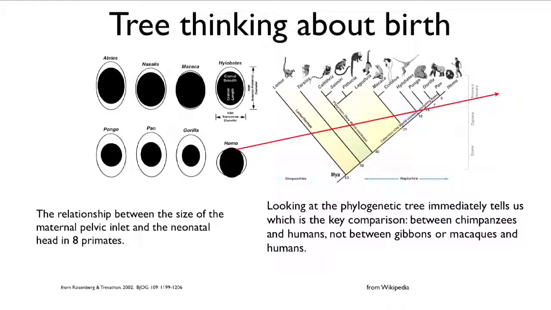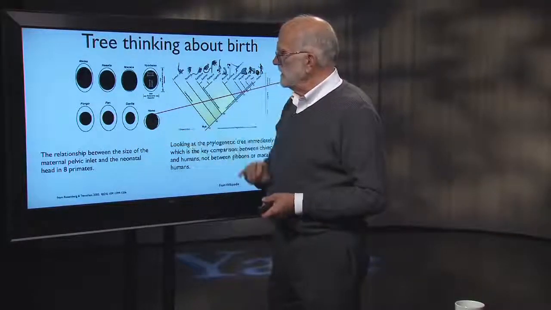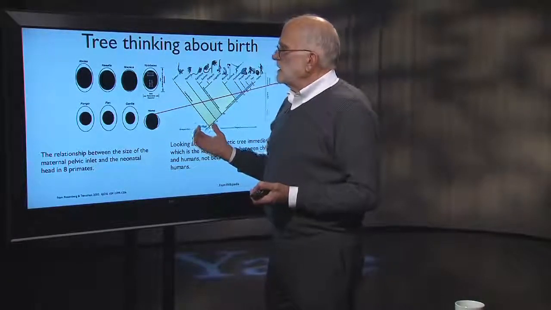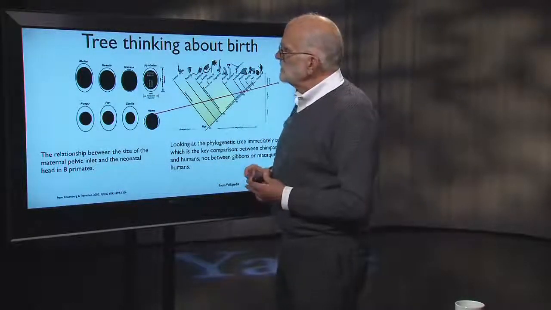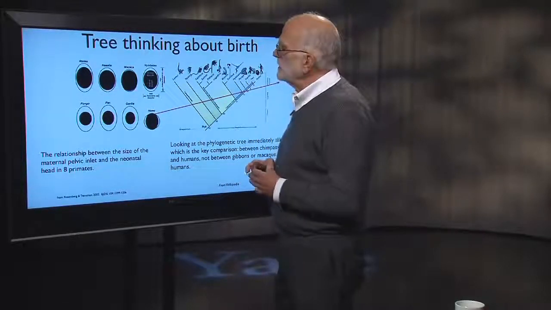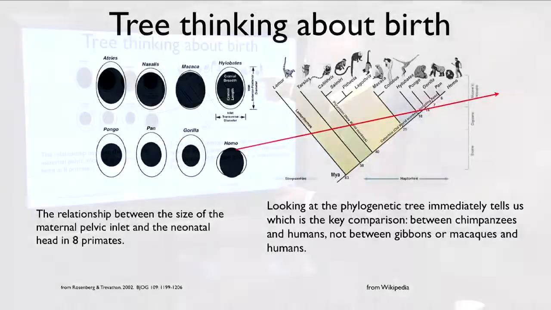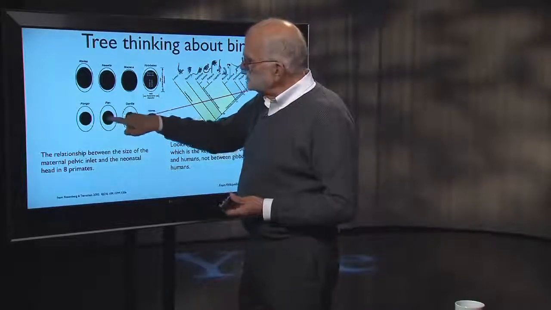This is the orangutan, this is the chimpanzee, gorilla, and man. Now, you might say, well, look, the macaque has just as much a problem in birth as does the human, and it is a relative, so that could be an ancestral condition that we inherited and not something that changed in humans. But if you put them on a phylogenetic tree, then you realize that the closest relative of humans is the chimpanzee. And therefore, we need to compare this picture with this picture.